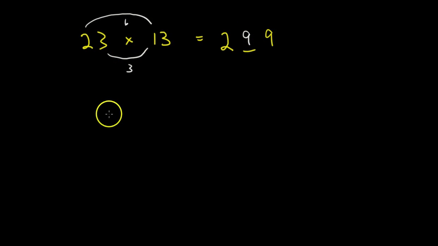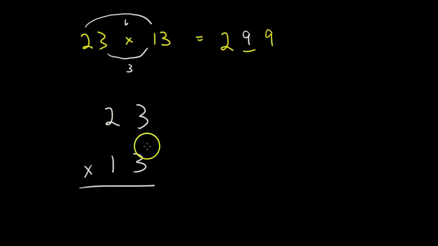And what I'm actually doing is, if we take a look at it, 23 times 13, multiplying these numbers, and then I crisscross. And then I keep going to the left, and I multiply this number. So 3 times 3 is 9. 3 times 1 is 3. 2 times 3 is 6. 3 plus 6 is 9. And then here, 2 times 1 is 2. Okay? So that's the process.